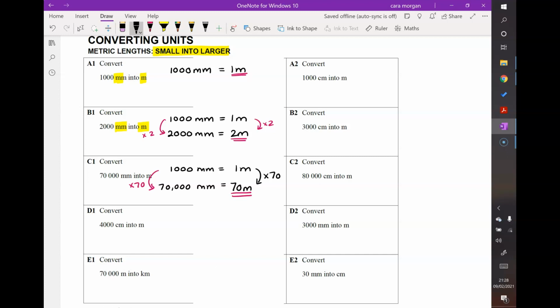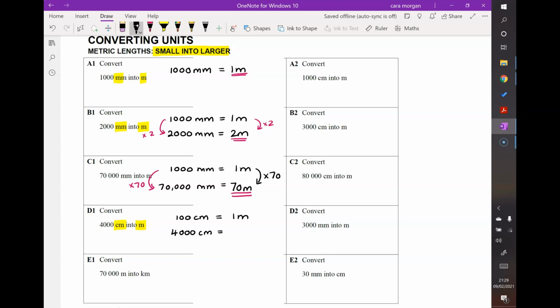Right, part D. Now I've got centimetres in metres. So I'm going to think about the relationship that connects centimetres and metres. Well, I know that 100 centimetres are in 1 metre. And notice how on the left-hand side, that's where I'm writing the centimetres. It doesn't really matter. It just makes it easier for me to see what's going on.